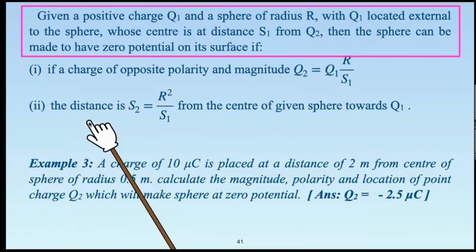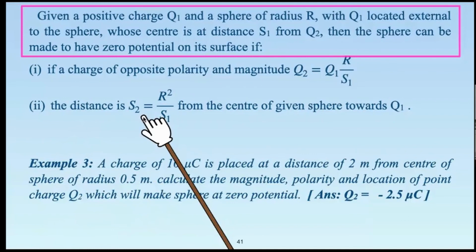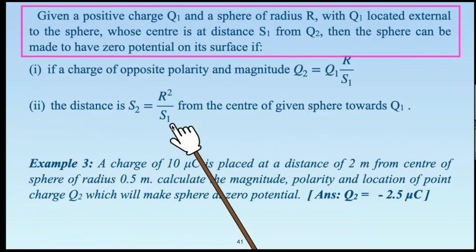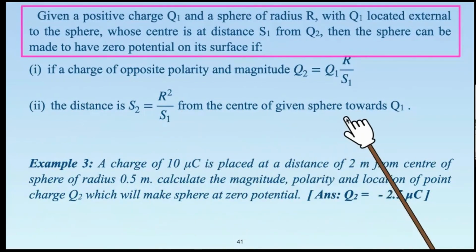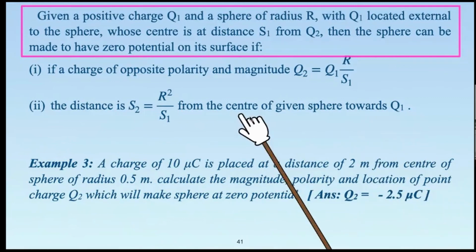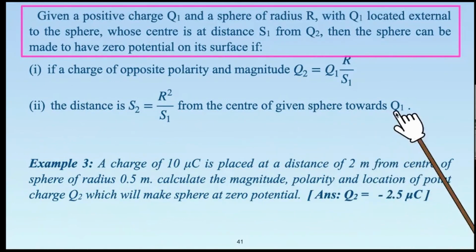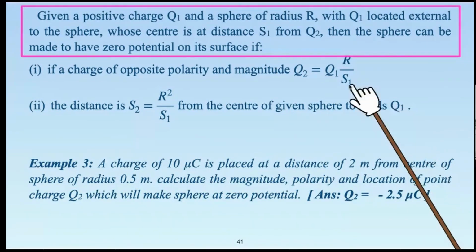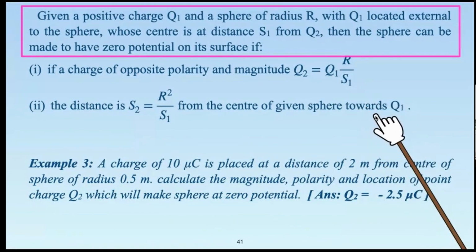The second condition is that distance S2 is related to S1 in terms of R square by S1, from the center of the given sphere towards point Q1, along the line that joins the two spheres. These two conditions are to be satisfied, and this helps us understand how the sphere gap electric stresses are related to the dimensions. They are sensitive to the dimensions, and their accuracy depends upon the dimensions of the spheres and similarly the orientation and charges on the spheres.